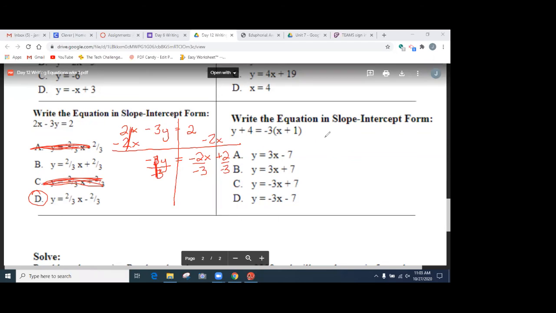All right, write this one down right here. So this right here is Coach Shaver's favorite problem right here. Coach Shaver loves this.